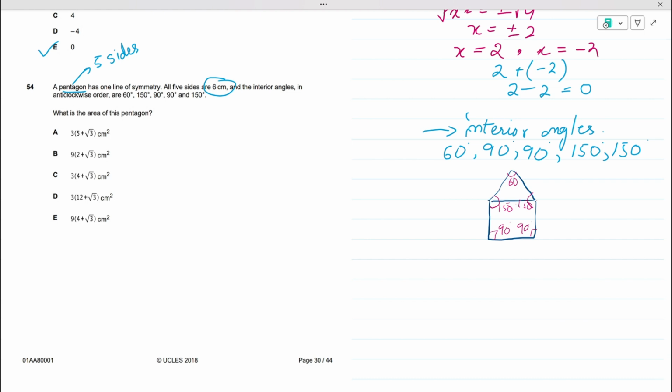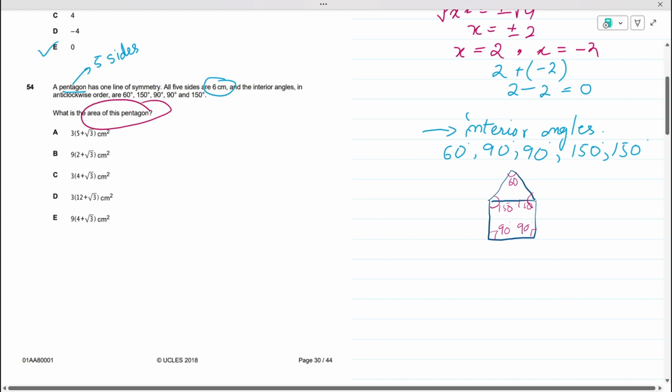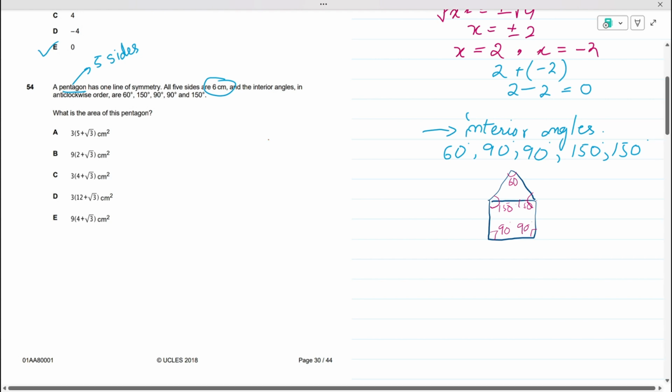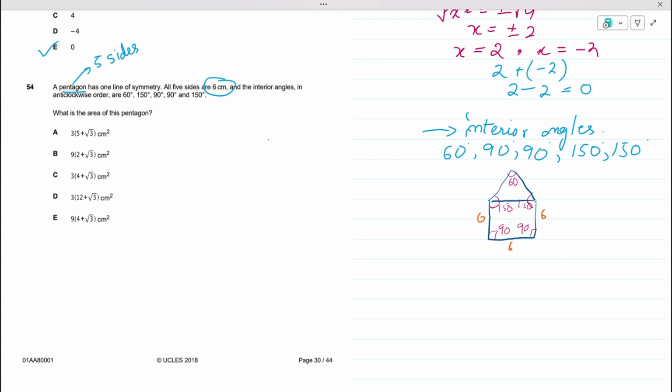Now we are supposed to find the area of the pentagon. We know that each side of the pentagon is 6 centimeters long, which means this is 6 centimeters, this is 6 centimeters, this is 6 centimeters, this is 6 centimeters. So these 5 sides are 6 centimeters long. We can break this figure into two parts, right? The triangle and the square.